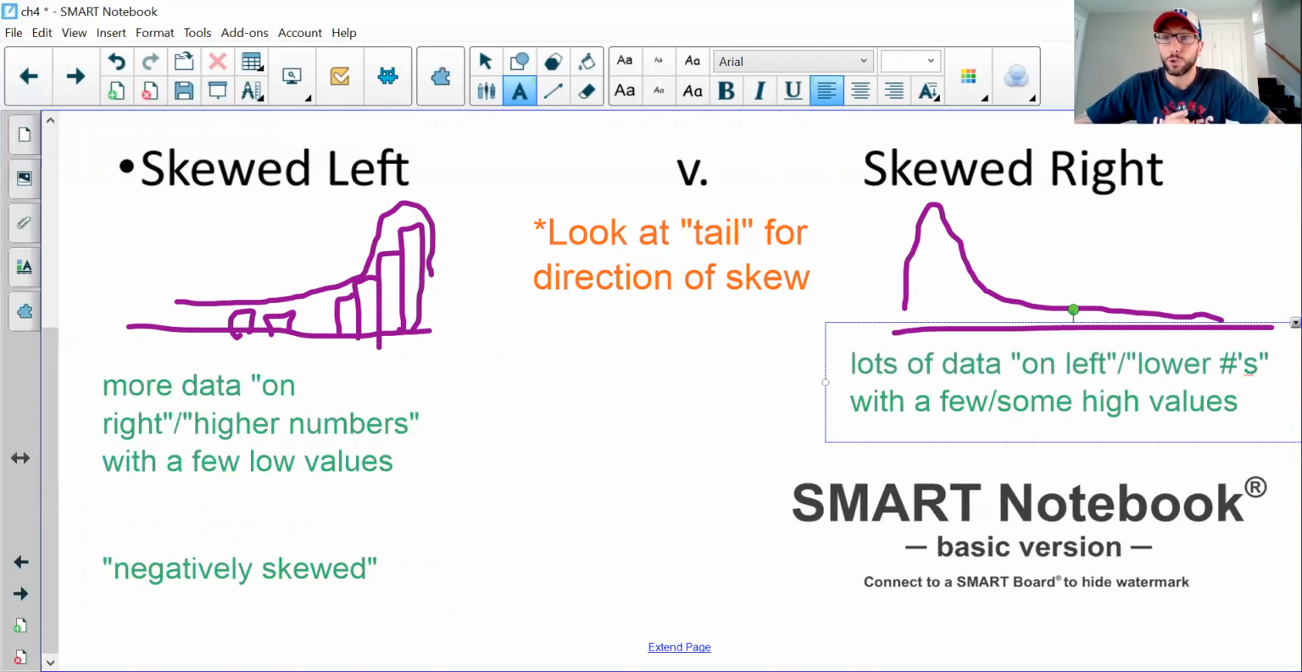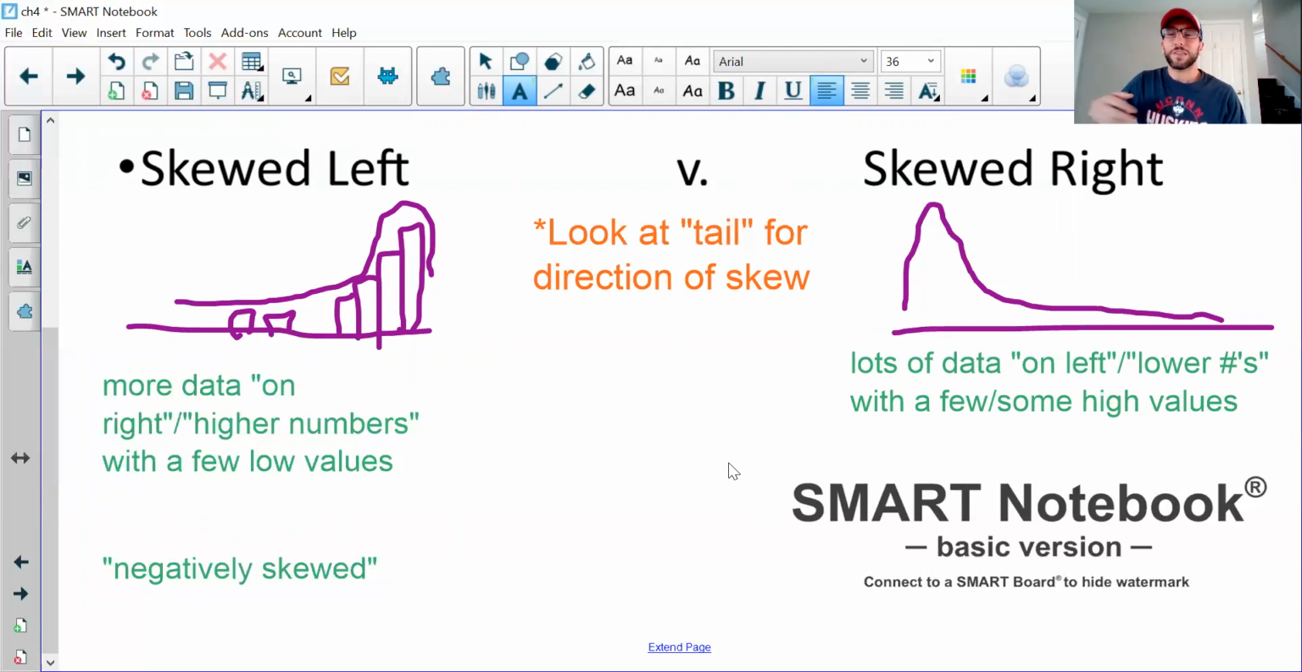So like household incomes in America are skewed right. Most Americans, 99.9% of Americans are towards the left, kind of like middle class and below. And then you got your few billionaires, right, millionaires, or rich people who make us look skewed right. Most Americans make this amount of money, then you got some rich people.